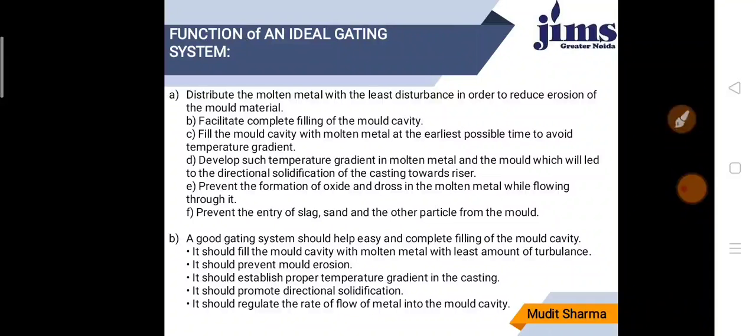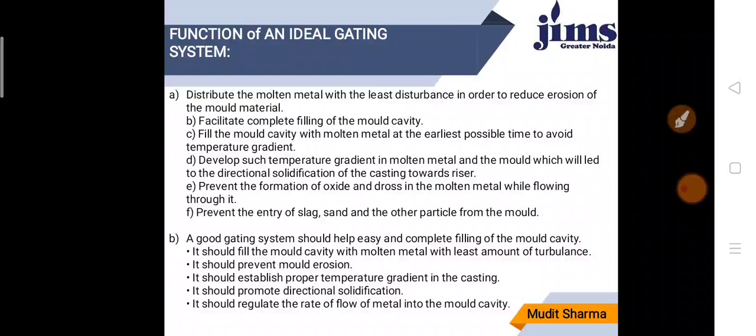The metal flow should be maintained in such a way that no gouging or mold erosion takes place. Unwanted material such as slag, dross and other mold material should not be allowed to enter. These are the common or ideal requirements for the gating system. You can study in this PPT. I already talked about these.